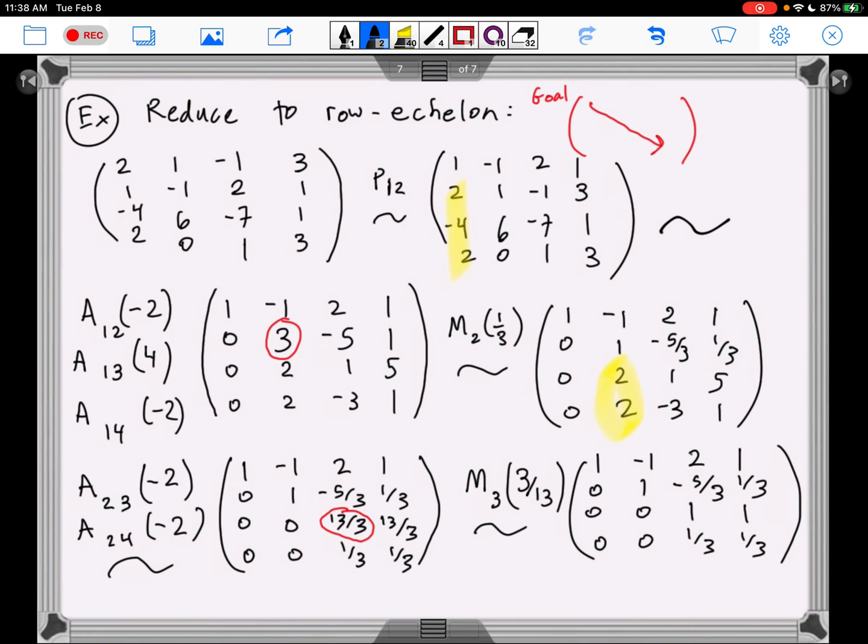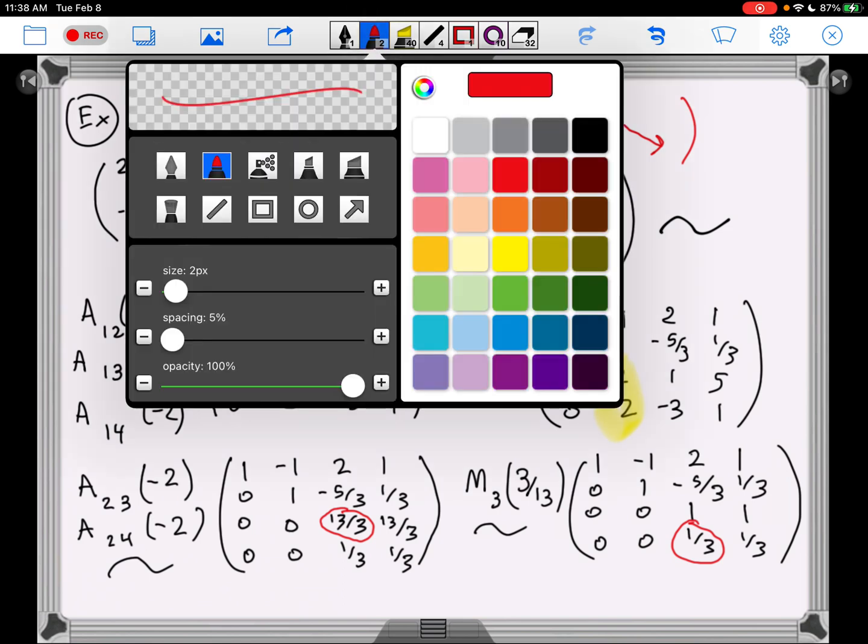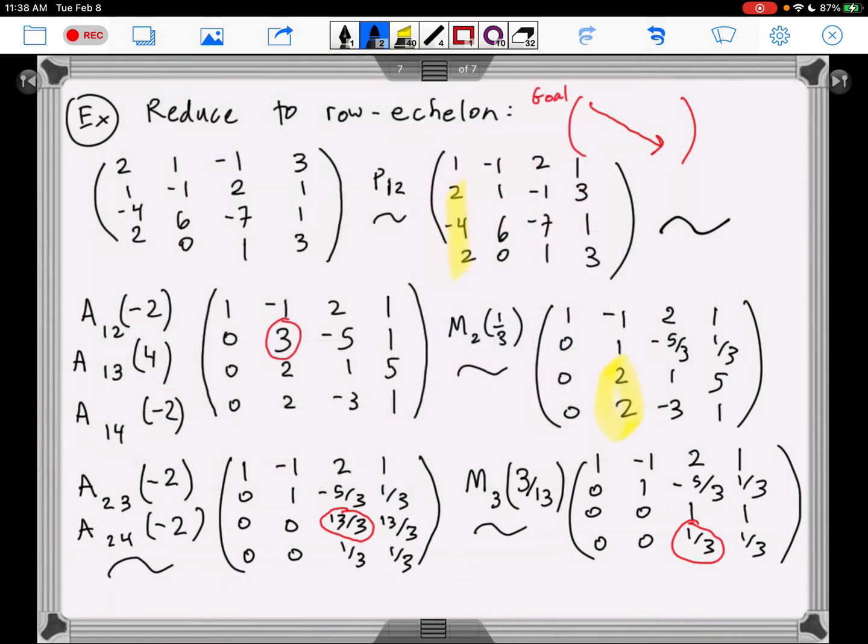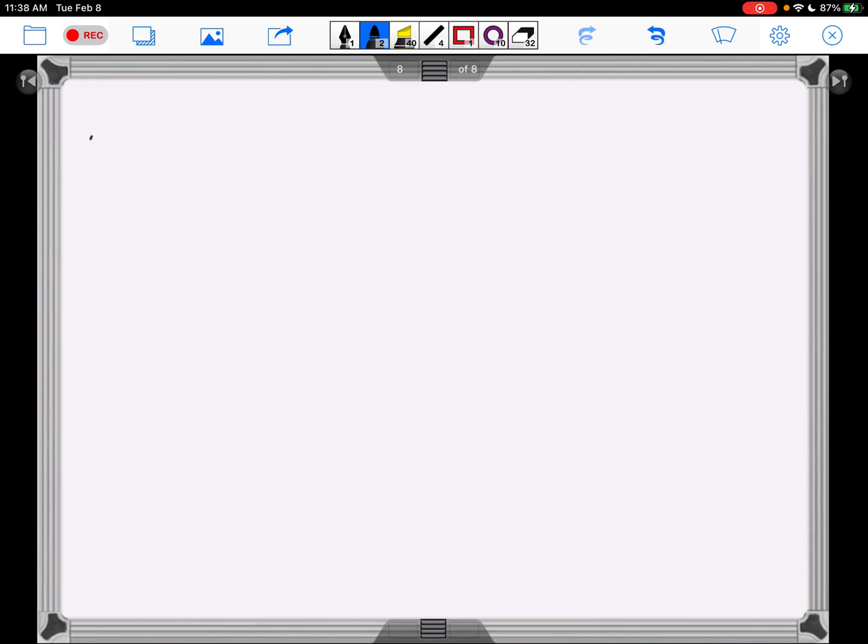Okay, now what? Now we need to deal with this guy right here. We want to turn that guy into a 0. How do we do that? We can add a multiple of the guy above it to that. So we want to add -1/3 times row 3 to row 4. Let me write that down here. We're going to add -1/3 row 3 to row 4.